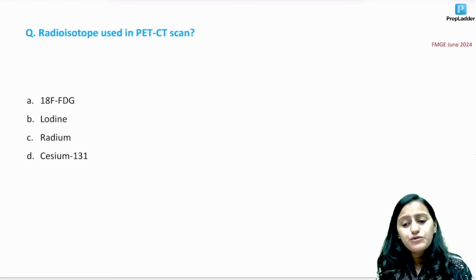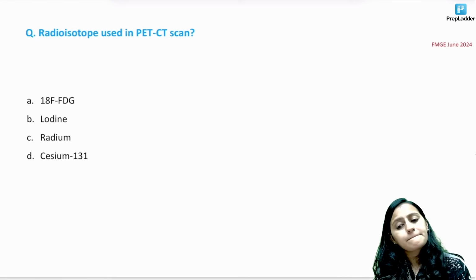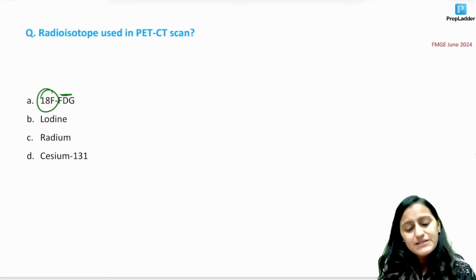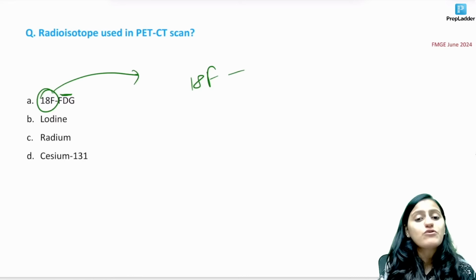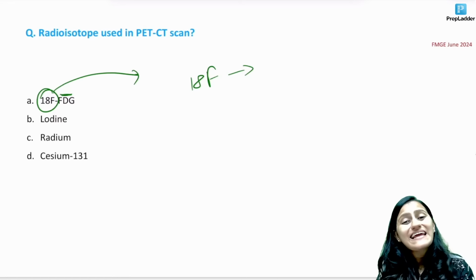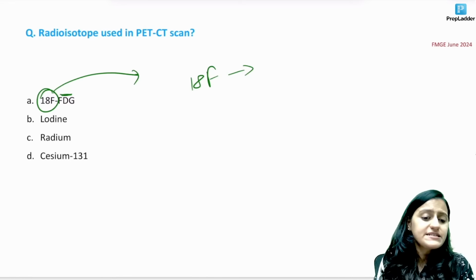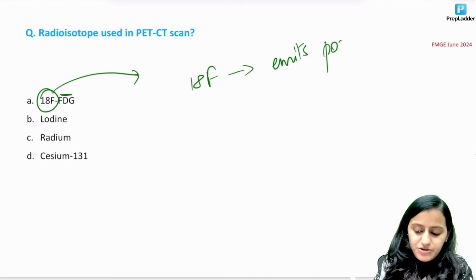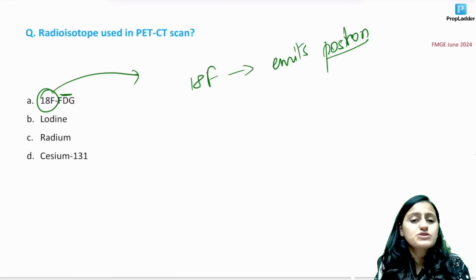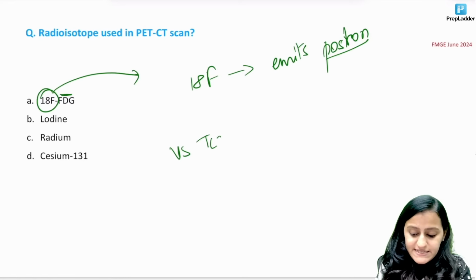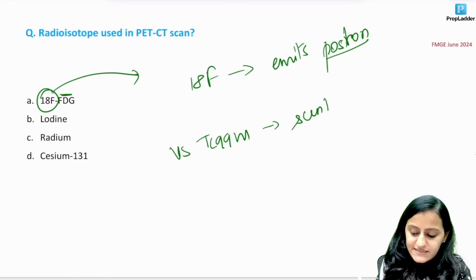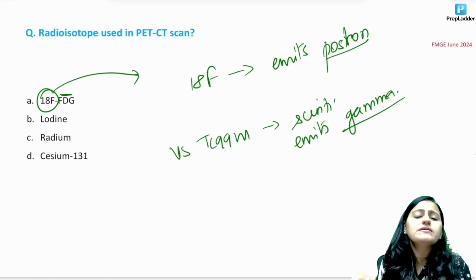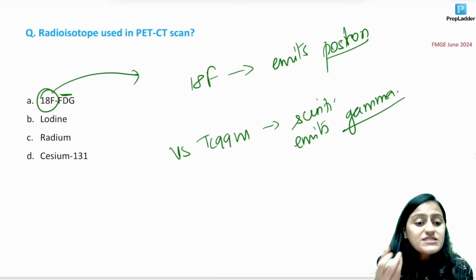What radioisotope do you use in PET scan? Remember, PET is FDG, so it is 18F. 18F is what is used in PET scan. Why do you use 18F only? Why not technetium 99, which is commonly used in scintigraphy? Because 18F emits positron. PET is positron emission tomography, so you need a positron emitter. Versus technetium 99m, which is commonly used in scintigraphy, that emits gamma rays. It does not emit positron. So remember, that is why you use 18F, because it is a positron emitter.